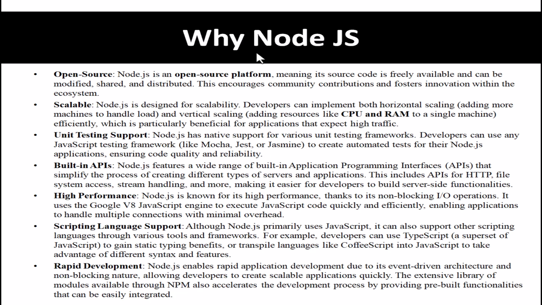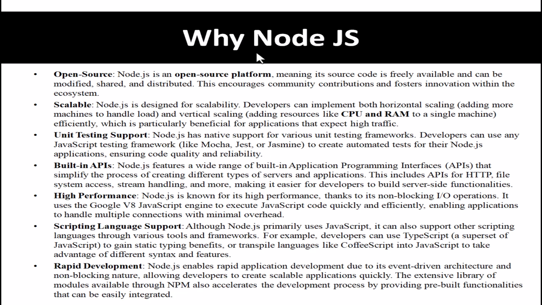Node.js is known for high performance because it uses non-blocking IO operations. So it uses the Google V8 JavaScript engine to execute JavaScript code quickly and efficiently, enabling applications to handle multiple connections with minimal overhead. It can balance the load of whatever simultaneous requests are coming from multiple clients by using the Google V8 JavaScript engine.